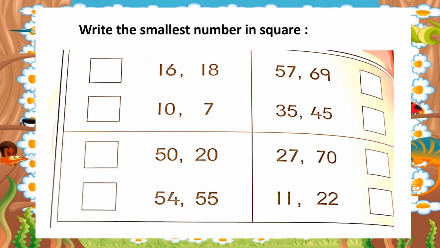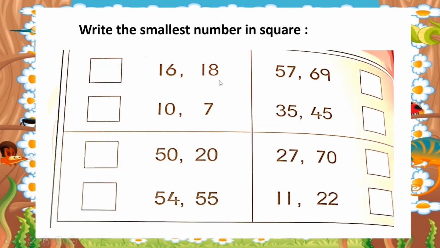But the simple way here is that the number which comes first, we will consider as small, while the number which comes after, we will consider as the big one. Now look here, 16 and 17. Read it with me, okay? Write the smallest number in the square, the given square.